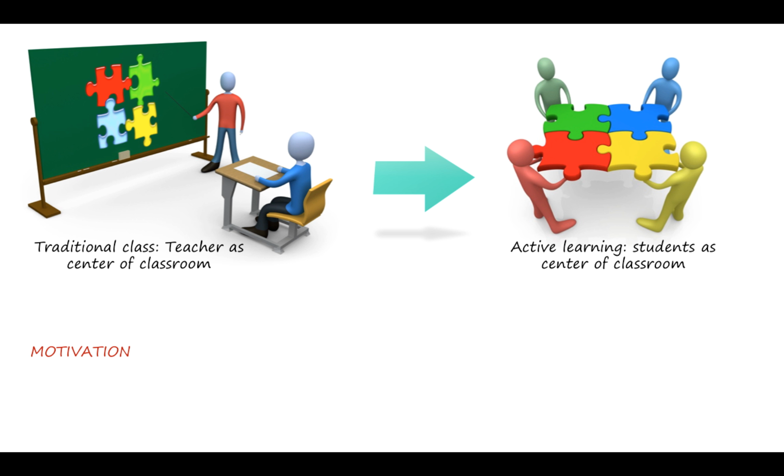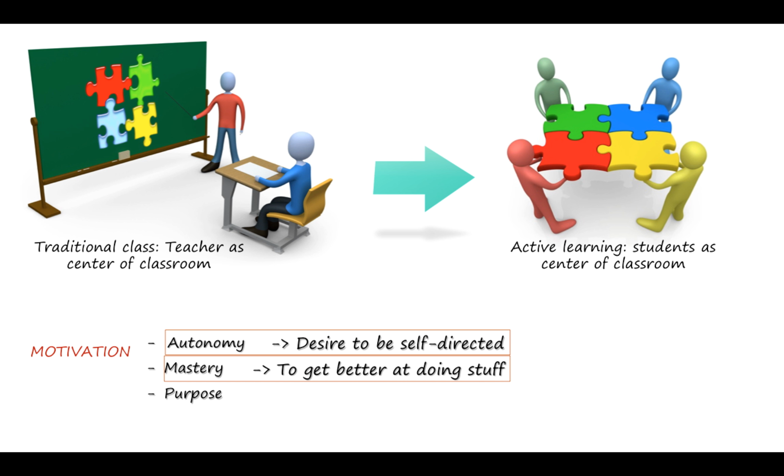I would like to focus a little bit more on motivation and use the quotes from Professor Dan Pink, who says that three factors are very important to increasing motivation: autonomy, which means the desire to be self-directed; mastery, which means getting better at doing stuff; and purpose, which is having a meaningful outcome. All of these are very important in active learning.